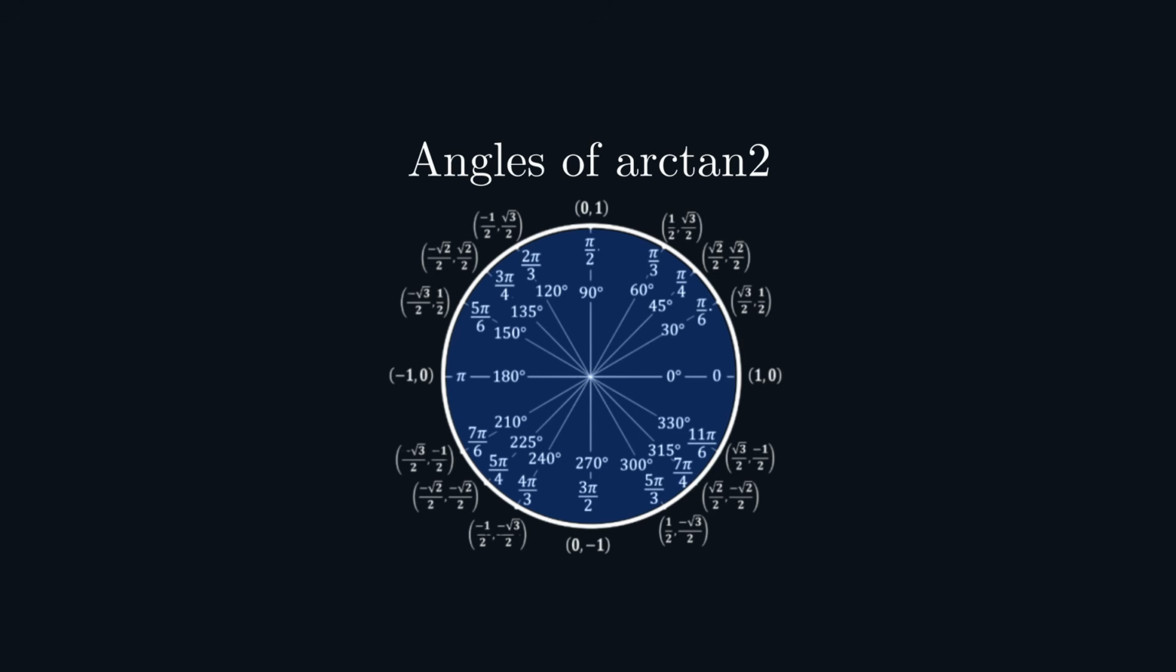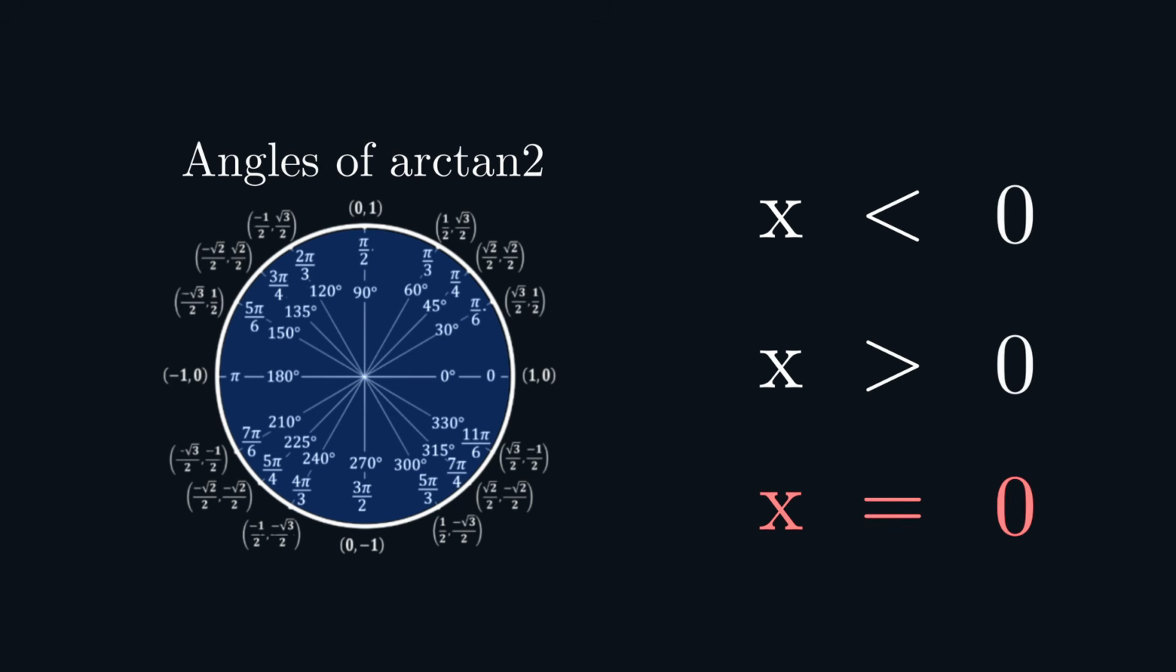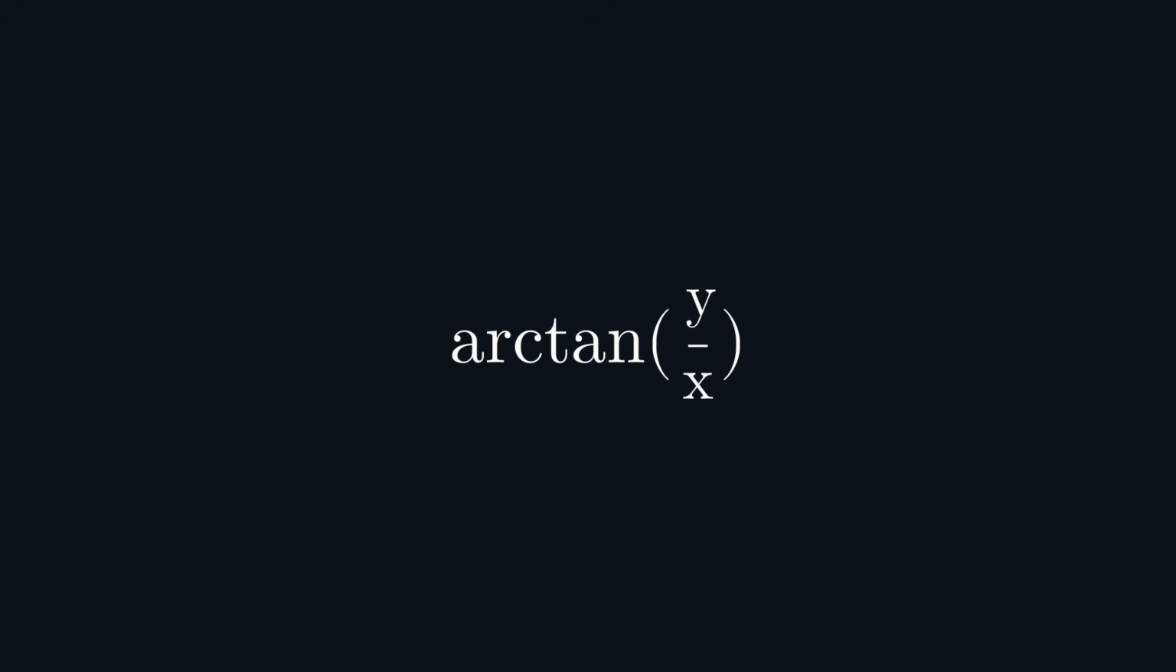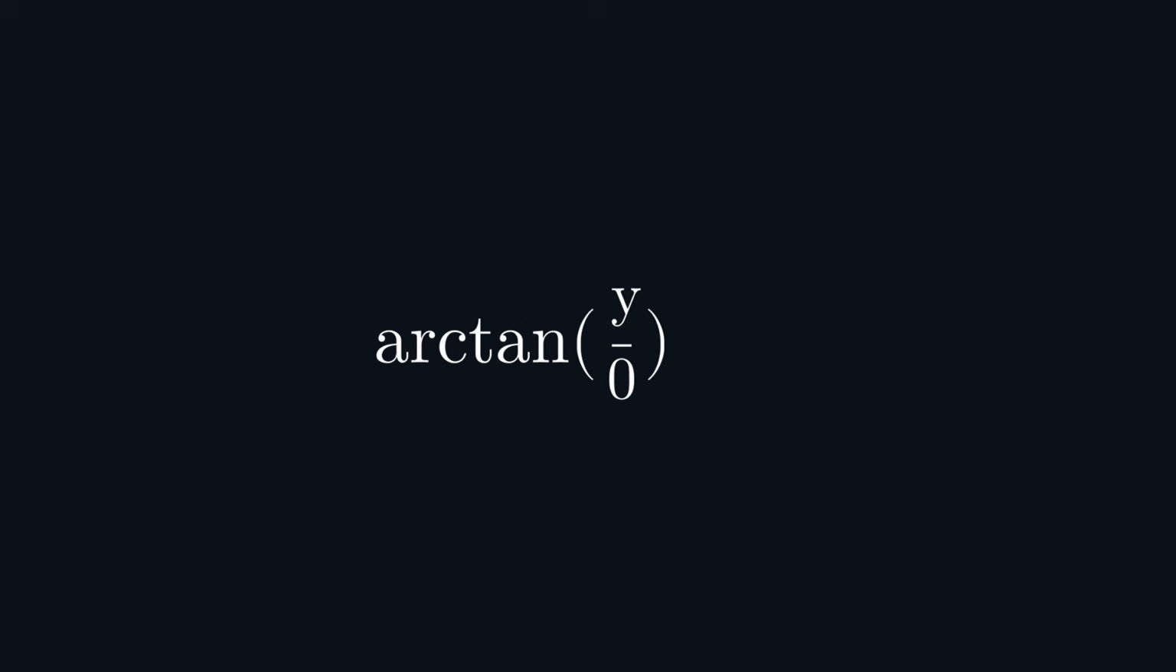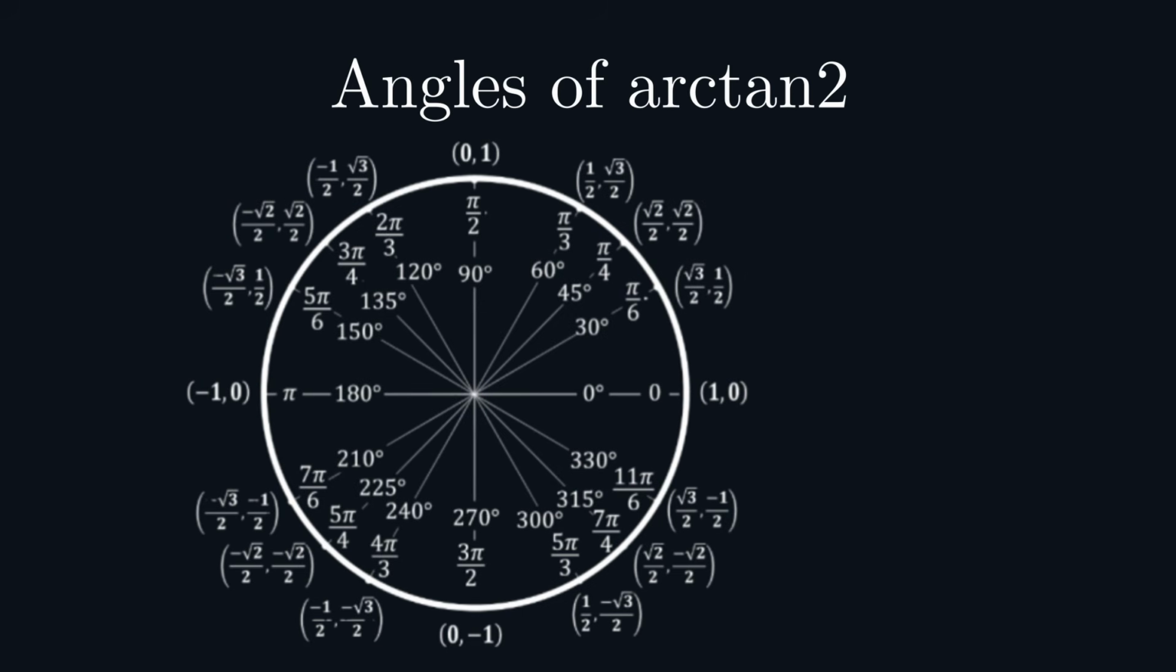However, there is another thing that arctan2 does that is great. I've mentioned cases where x is less than or greater than 0. But what if x is 0? If we think back to arctan, the argument itself is y over x. But that means if x is 0, arctan is undefined. When that's the case, what about a 90 or negative 90 degree angle? Fortunately, arctan2 has a great solution for this.